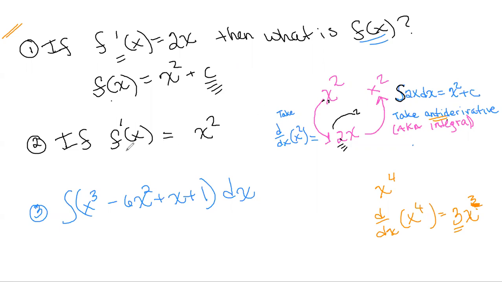So what if I said the derivative was x squared? Then what would the original or the integral or antiderivative be? Do you think that you can guess or try and see what you think it was?